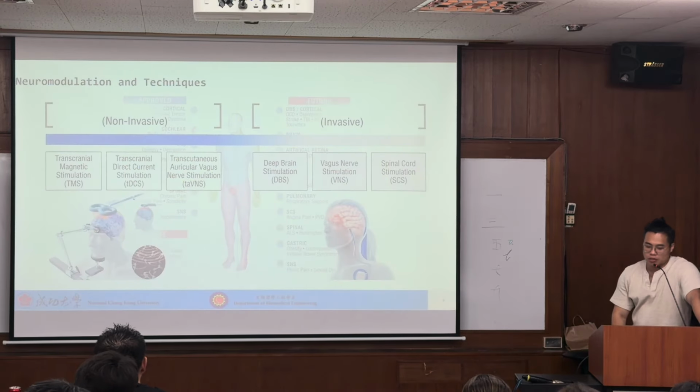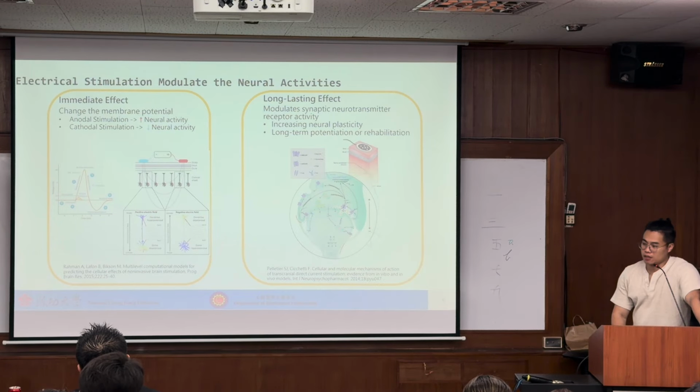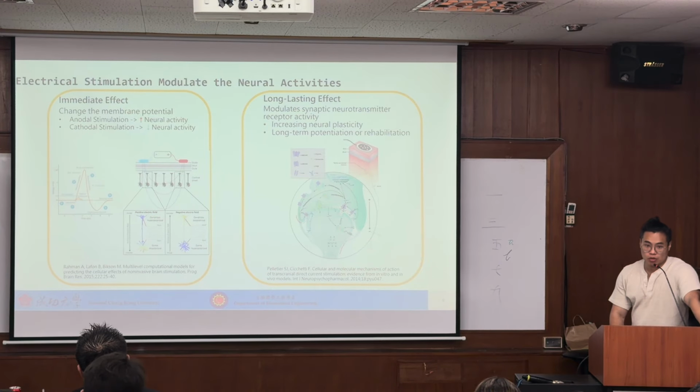So what is neuromodulation? Normally we can divide it into two parts. One is non-invasive, one is invasive. So normally we're using tDCS. And how does the electrical stimulation modulation work? Normally we have anode stimulation with neural activity up, and cathode stimulation with neural activity down. Which means that we can manipulate your neurons with high activity or low activity.